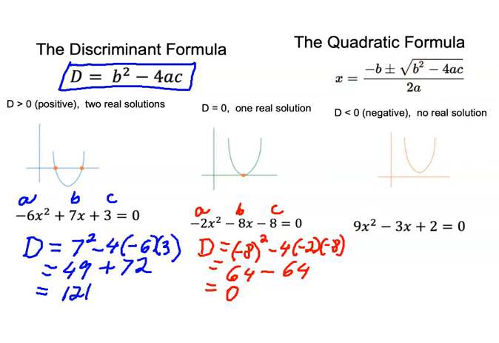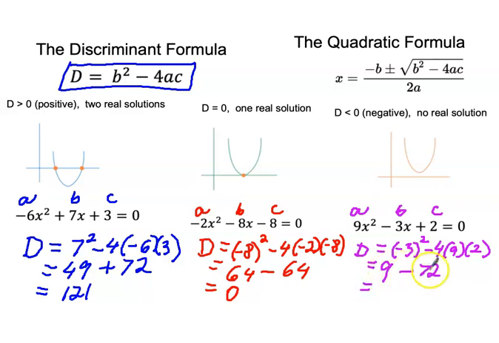So the last problem, let's look over. We have A, B, and C again, labeling the coefficients. So we have discriminant equals B squared. Since B is negative, I'm going to put this in parentheses. B squared minus 4 times A, which is 9, times C, which is 2. And now that equals negative 3 squared, which is 9, minus 4 times 9, 36, times 2 is 72. And we have 9 minus 72 is negative 63.